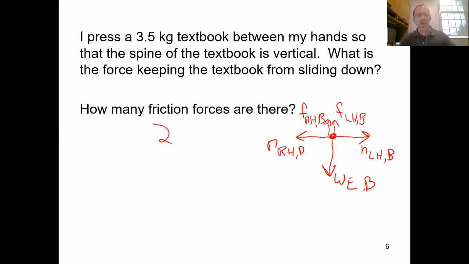I've got phones going off and everything else. It's awesome. Okay, so there's my free body diagram.